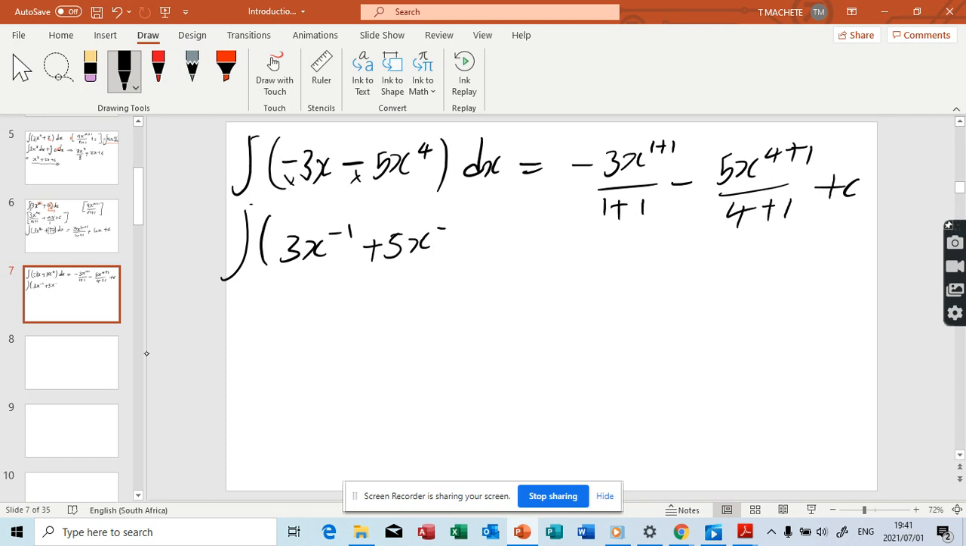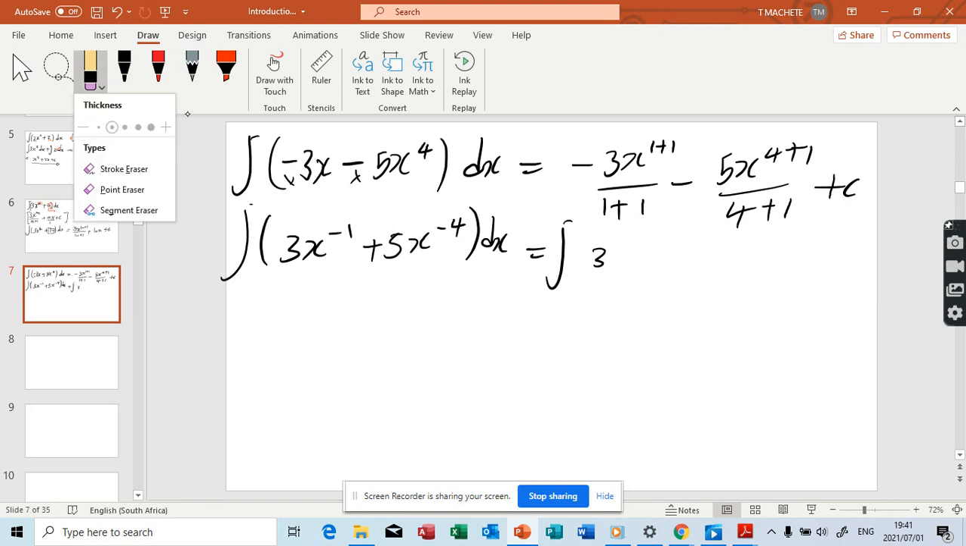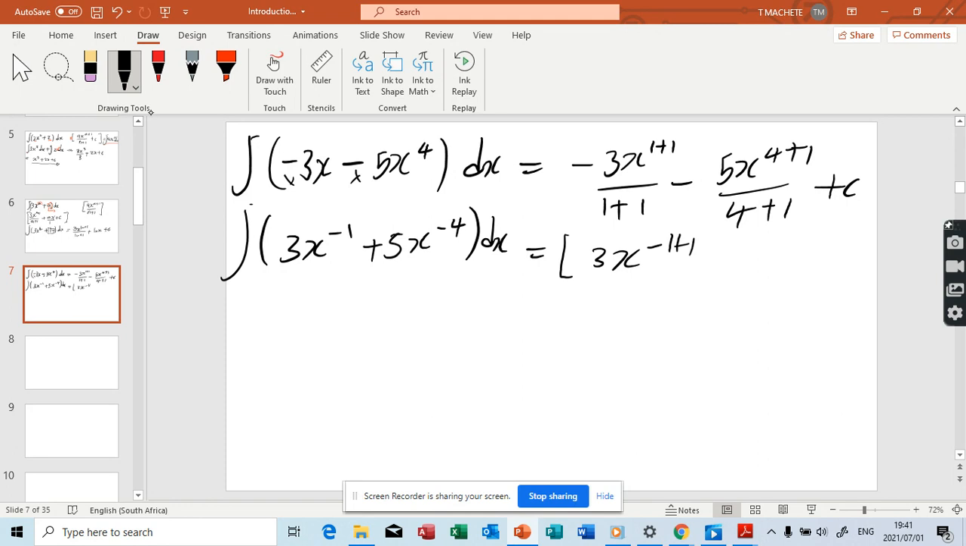So let's say I've got this, not a problem. 5x to the power minus 4. So here, guys, you just do the same. Oh, sorry. Let me remove that integral sign. When you integrate, to remove the integral sign, it's 3x to the power of minus 1 plus 1 over minus 1 plus 1 plus 5x to the power minus 4 plus 1 over minus 4 plus 1, and then plus c there.